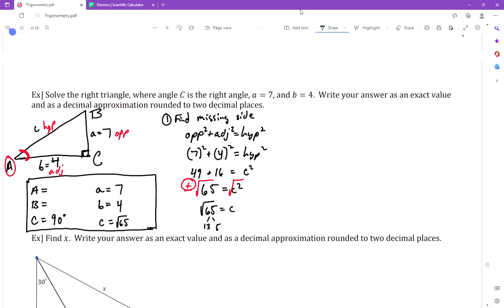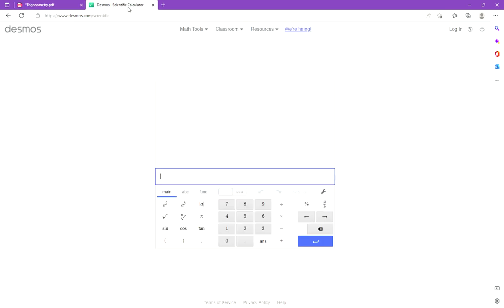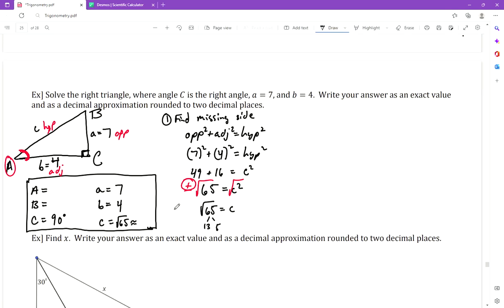It said to write your answer as an exact value and a decimal approximation, so I'm going to do the equivalent. I have the calculator open. The square root of 65 is 8.06. So the exact value is the square root, and the approximation is the decimal.